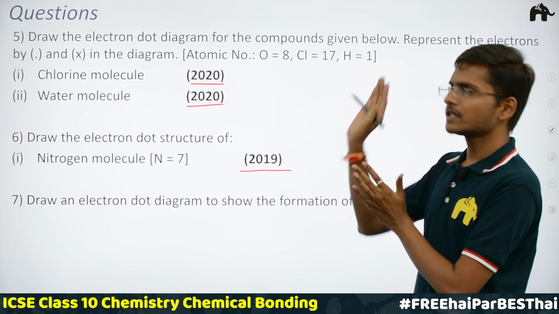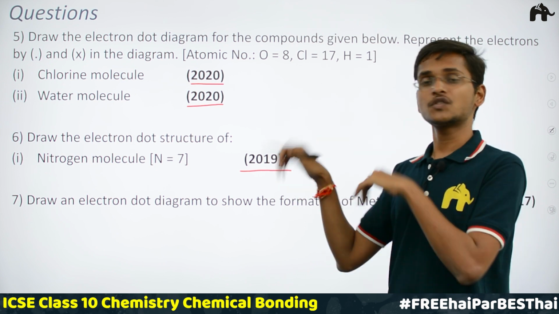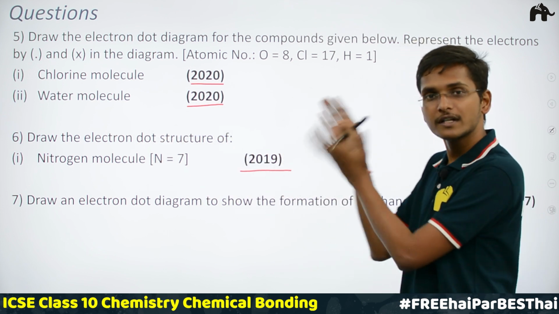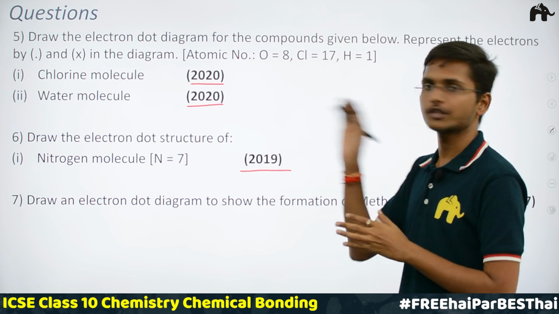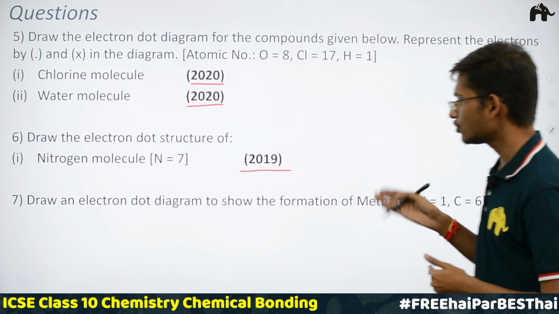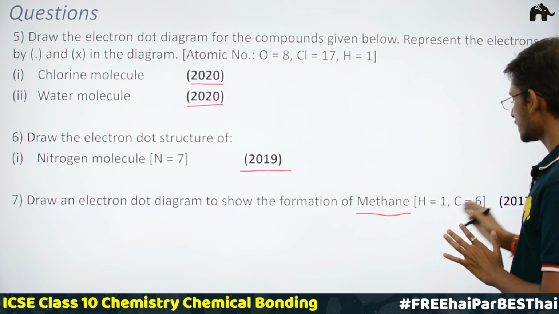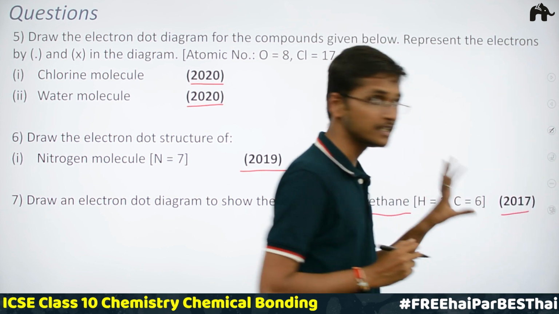Okay, so what you can do is you can just pause here. You can just try to draw the electron dot structures, and you can check whether you have drawn right or wrong by moving back in the video, because I have already taught you how to draw the electron dot structures of these molecules. Okay, and the last one is draw an electron dot diagram to show the formation of methane. This also we have already studied. So its atomic numbers are given, and this was asked in 2017 examinations.